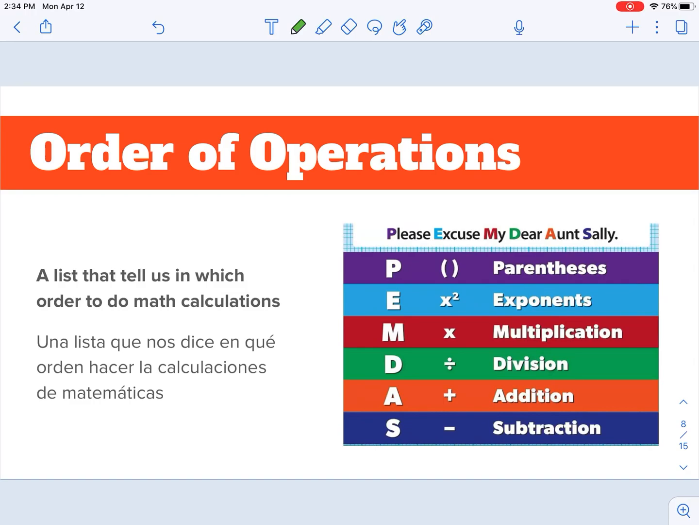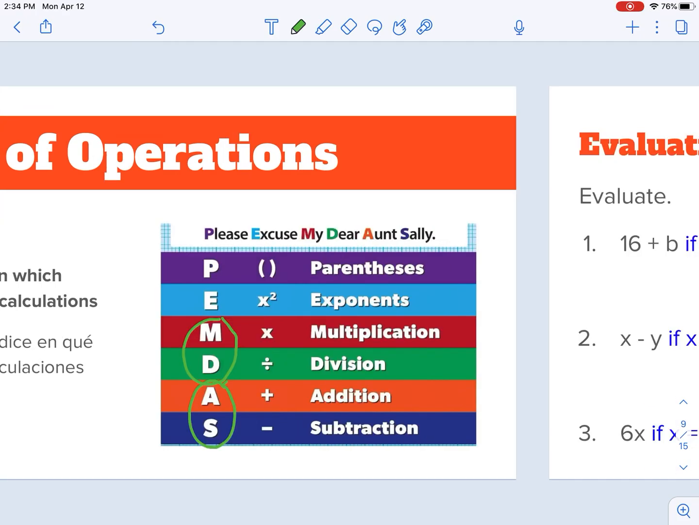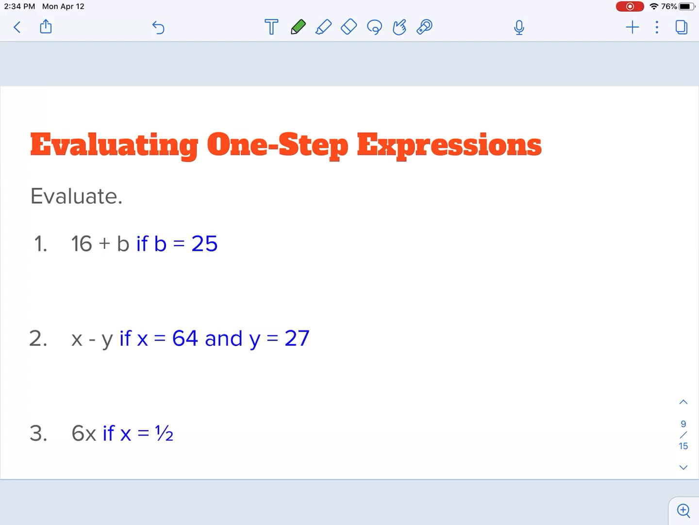And remember, we'll be using our order of operations still that we learned about last time, which is PEMDAS, or please excuse my dear Aunt Sally. So we still have that order of operations, that list that tells us which order to do math calculations. Today, we're going to be evaluating. When you evaluate an expression, it means you are going to solve the expression.